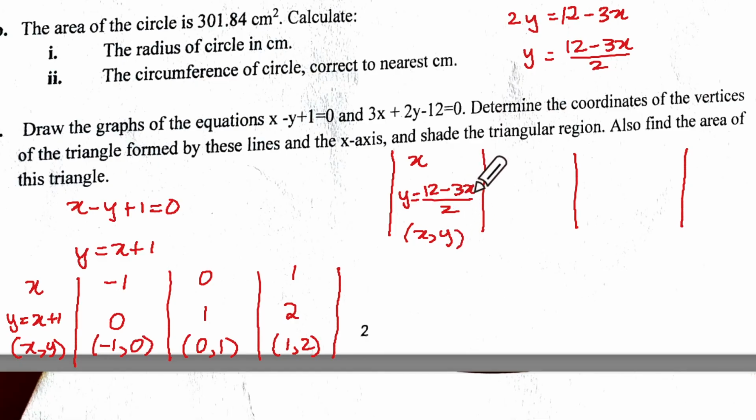Now I should take a point in such a way that it will be divisible by 2. If I take x equal to 2, what will I get? This becomes 6. 12 minus 6 means 6, 6 upon 2 means 3. So what is the point? 2 comma 3. Alright. Can I take x equal to 4? So this will be 12, this will be 0. How's it? Was it okay? Yes, ma'am. Okay.